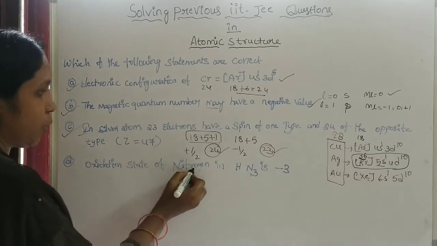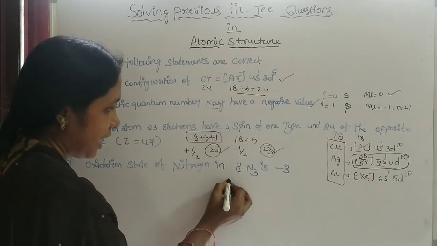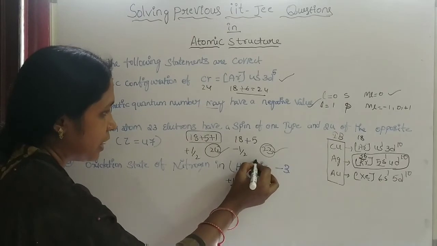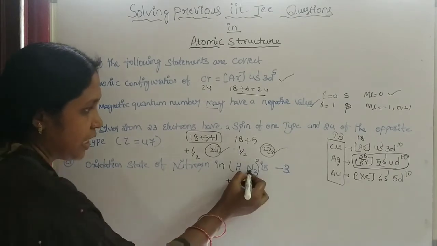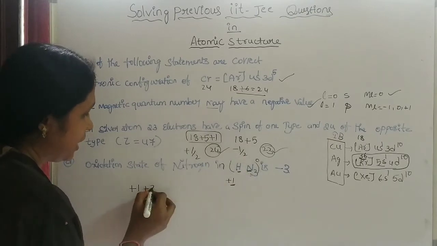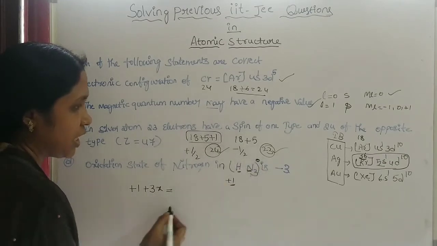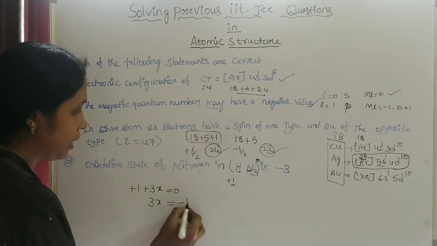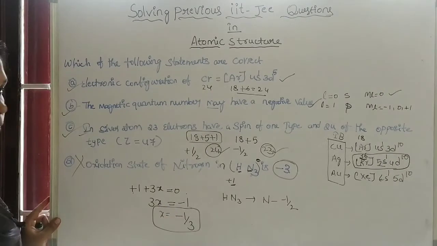See option B. Oxidation state of nitrogen in HN3 is -3. All of you know hydrogen is a first group element. It has a +1 oxidation state. The whole molecule does not carry charge, so take 0. I want to calculate the oxidation state for nitrogen. Hydrogen has +1, so +1 plus 3 nitrogens, each with oxidation state x, equals the charge carried by the molecule, that is 0. So 3x equals, taking +1 to this side, -1. So x equals -1 by 3. Wrong one.